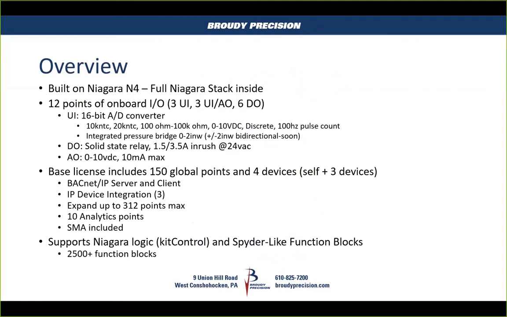So I guess to start, the CIPer 30 is built on Niagara 4. It does have the full Niagara stack, so everything you were used to using with Niagara or with the Jace you have here. The web server, you've got your alarming, your scheduling, your histories, you have your normal Niagara logic with kit control and all that, your PX pages, and Niagara analytics, everything as you would in a Jace. It's just certain things will be limited with licensing, which we'll cover some of that as well.